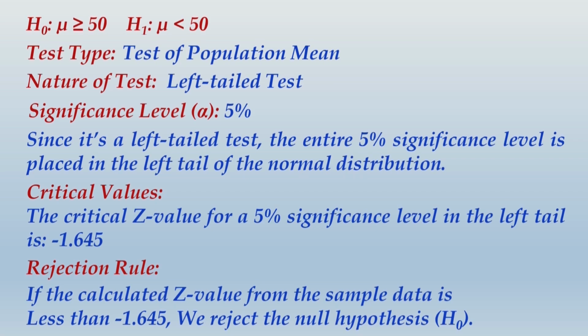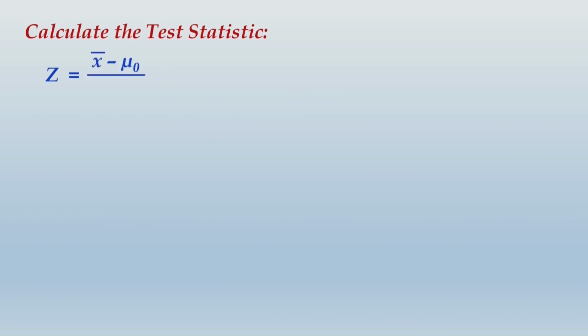Alright friends, moving forward, now what we do, we calculate the test statistic. So how to compute Z value? It is X bar minus mu divided by standard error. Keep in mind one thing, this is the formula that we have learned for standard error. Do you remember, standard error is nothing but the standard deviation of the sampling distribution. I repeat again, standard error is the standard deviation of the sampling distribution.